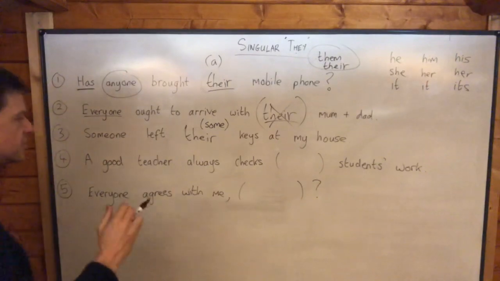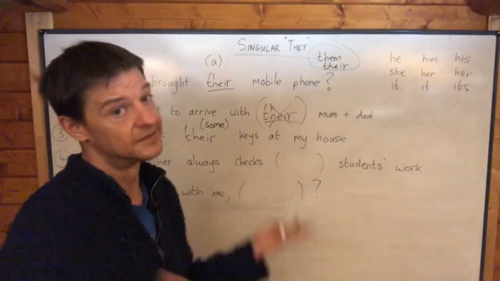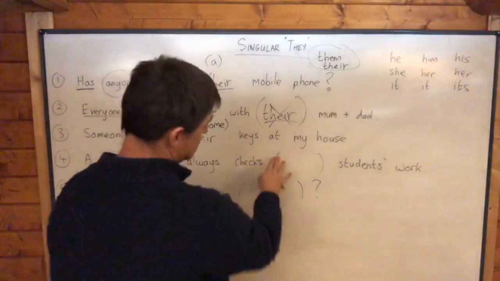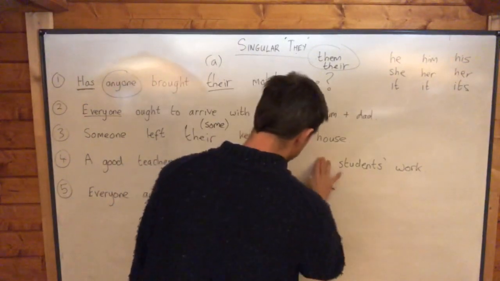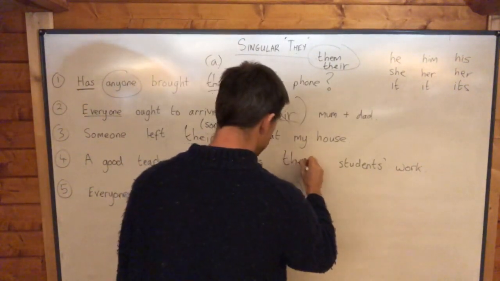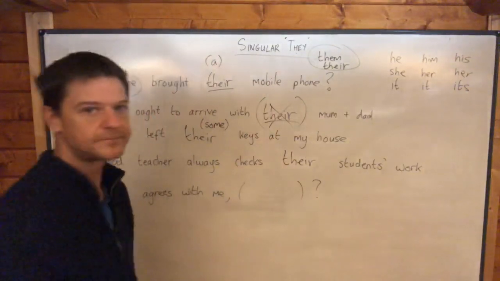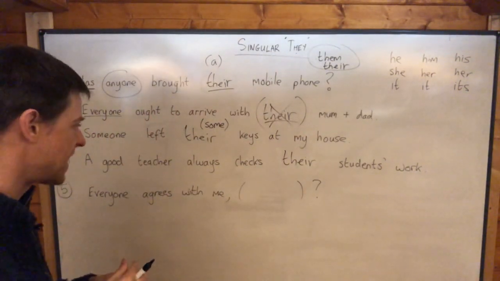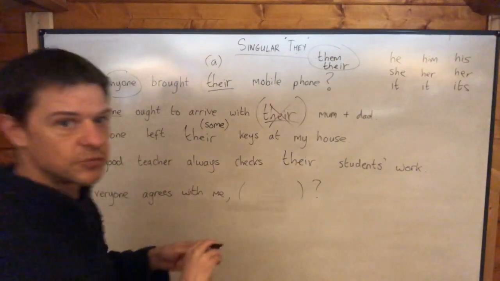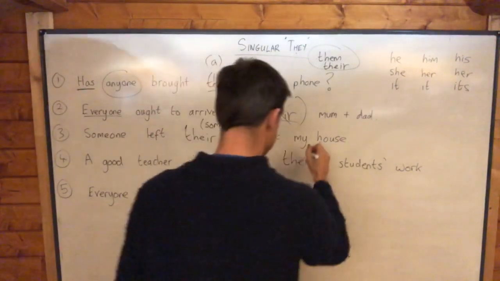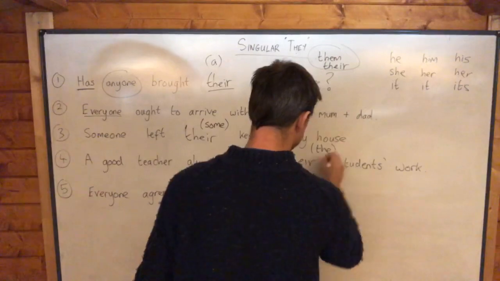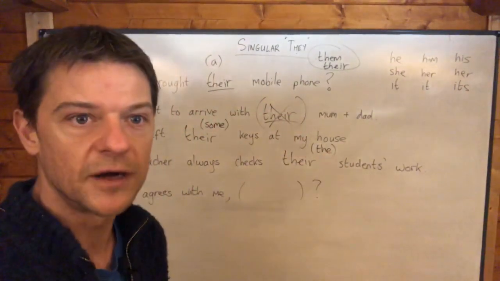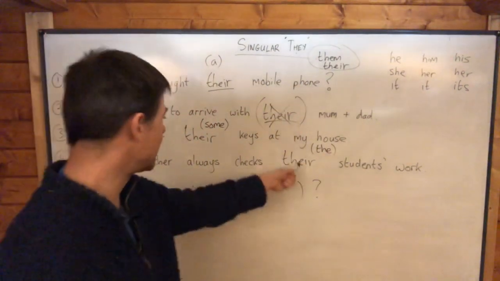Okay, number 4, a good teacher always checks. There's nothing we can do here. The teacher could be male, could be female, so we've got to say their, checks their students' work, yeah? But we could change this. We could say a good teacher always checks the students' work. So we can certainly get rid of their and say the, yeah? The students' work. Okay, so that's one way of fixing that one.